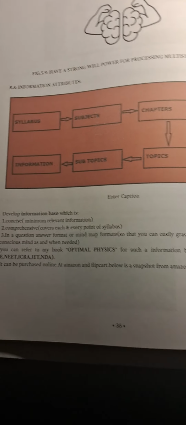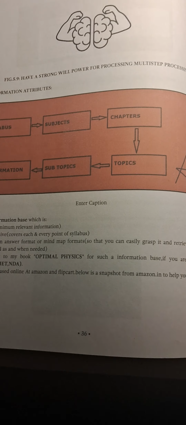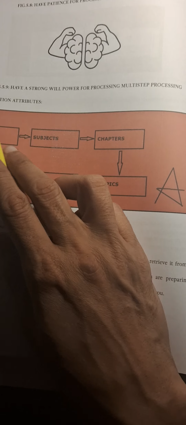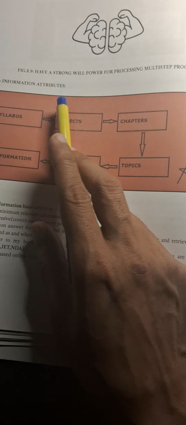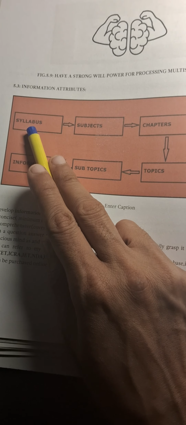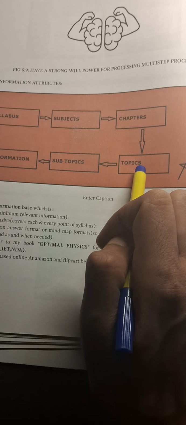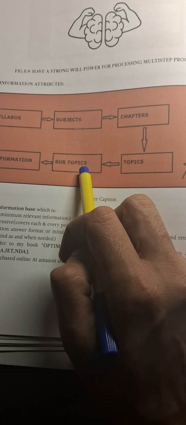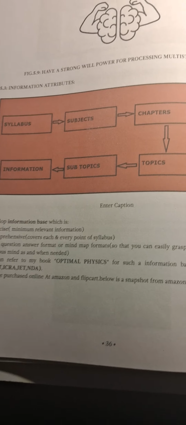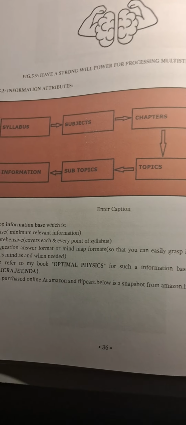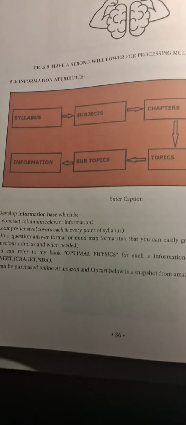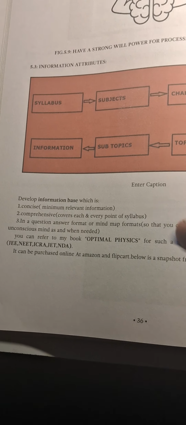I was just discussing the multiple step processing involved. Now let's move to the information attributes, that is what you are going to learn, how that should be done. So you have a syllabus for any exam. It comprises subjects, subjects comprise chapters, chapters comprise topics, topics comprise subtopics, and subtopics comprise information, which is fundamental. So fundamentally this syllabus is related to the information that we have learnt over here.